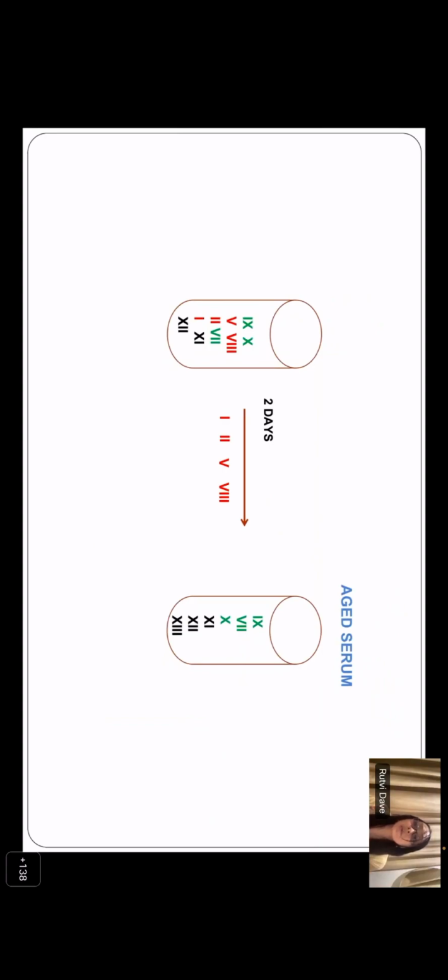And now if you allow this serum sample to stay for 2 days at room temperature, even 5 and 8, being labile, are removed. So such a serum is called aged serum because you have allowed it to age for 2 days. So the aged serum has all the clotting factors except for 1, 2, 5 and 8. Is this fine? Yes.